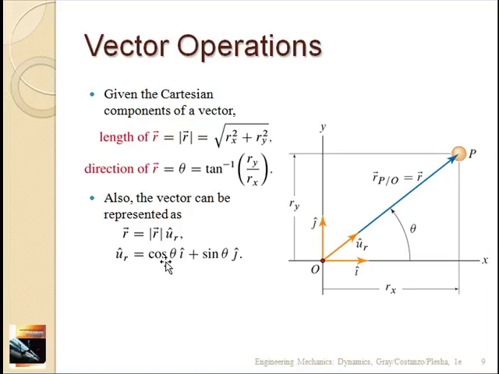All right, and ur can be written as the cosine of the angle between r and the x direction times the unit vector in the x direction plus the sine of that angle times the unit vector in the y direction.